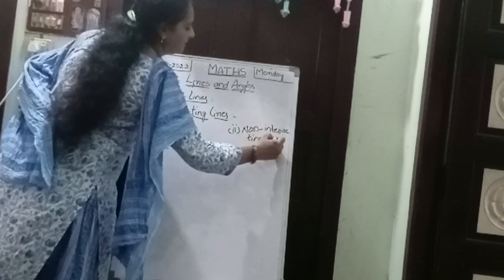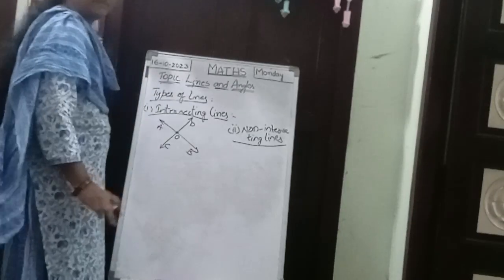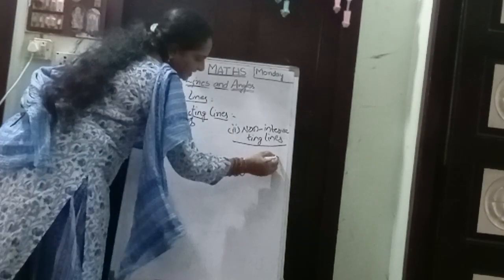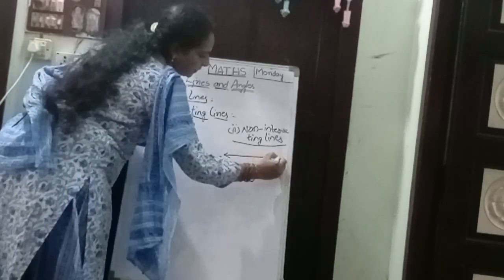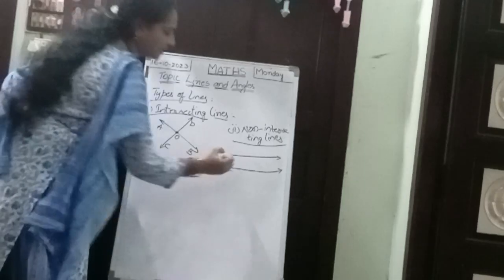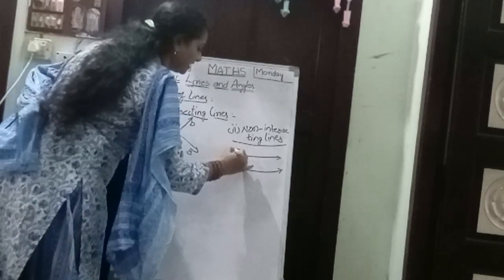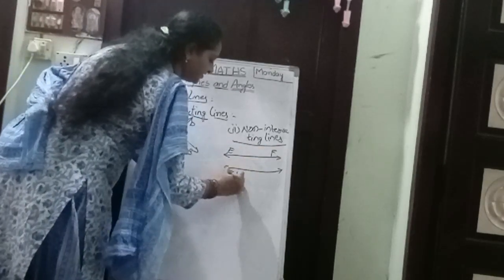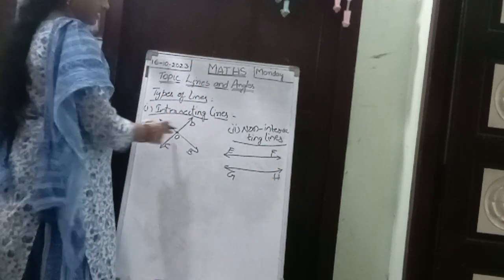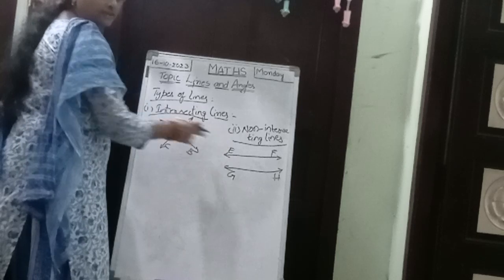Non-intersecting lines. Now, for this specific thing, let me draw two lines. I took two lines here also again. But let me give the names first: EF and GH. See, what is the difference you are observing in these two types?